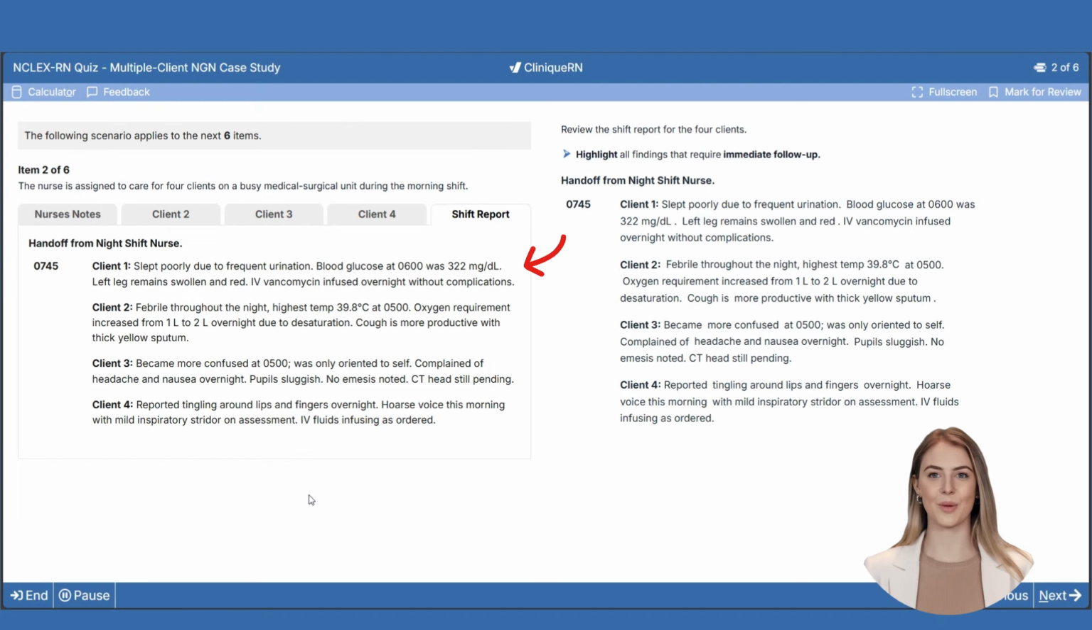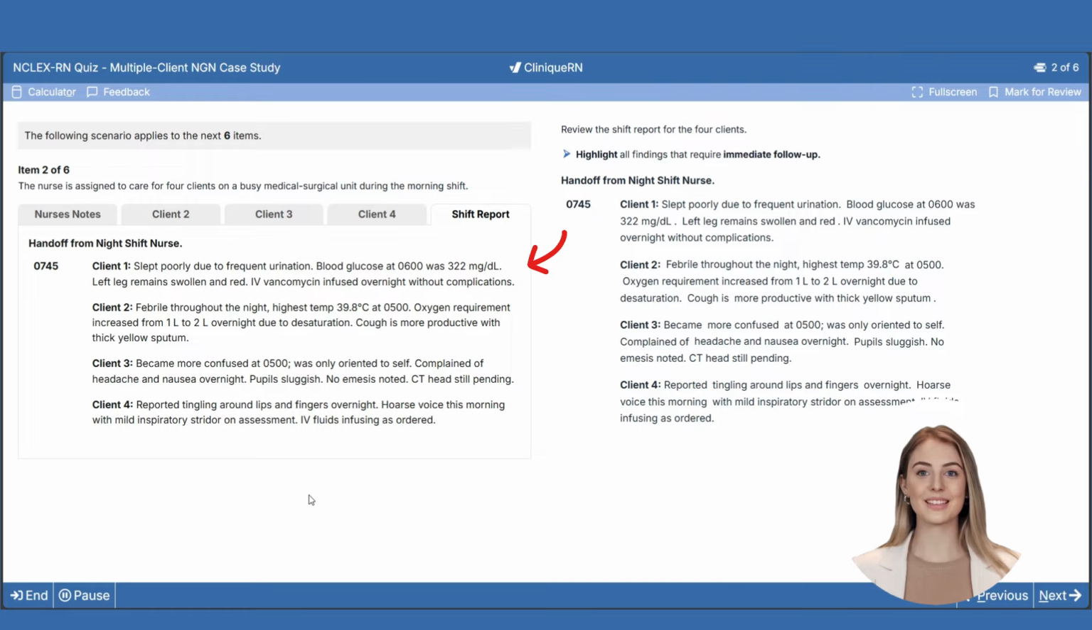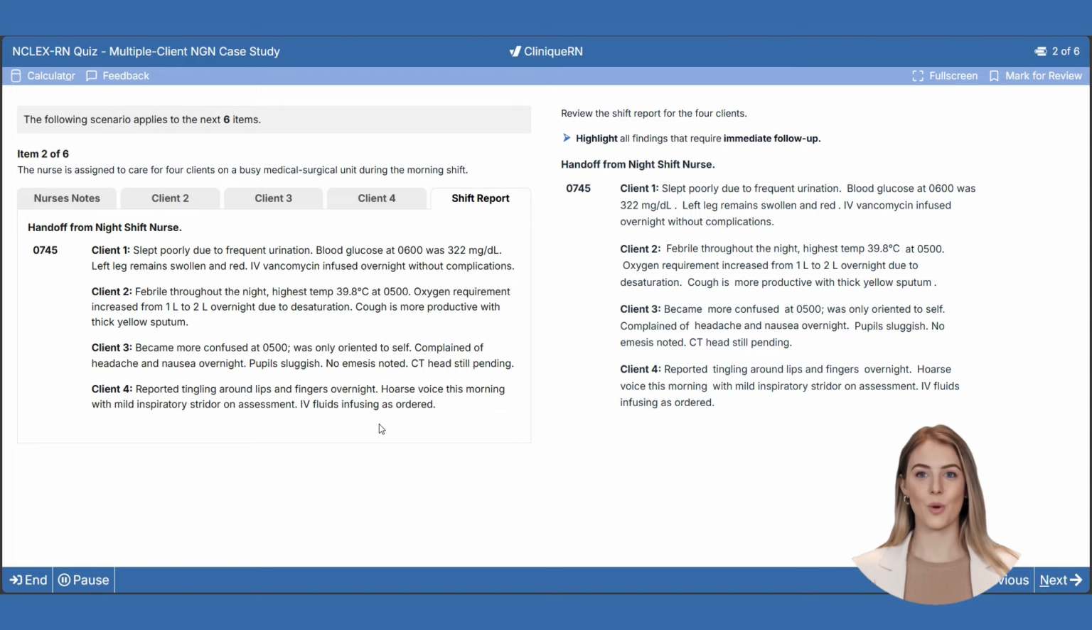Here's additional data point for the second scenario. Let's look at the handoff from the night shift nurse. Client 1. Slept poorly due to frequent urination. Blood glucose at 0600 was 322 milligrams per deciliter. Left leg remains swollen and red. IV vancomycin was infused overnight without complications.